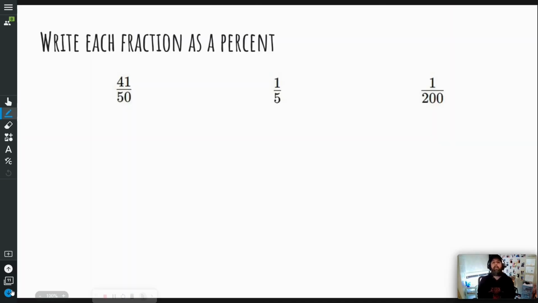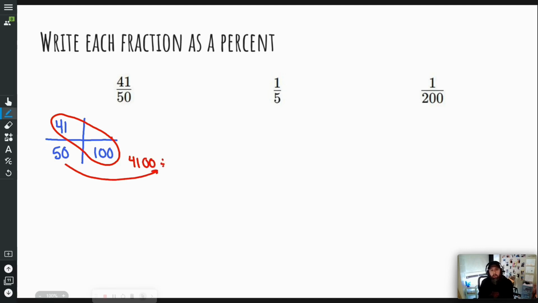Welcome back. Let's see how you did. All right, 41 out of 50. Let's make a ratio table. 41 on the top left, 50 on the bottom left, 100 on the bottom right. 41 times 100 is 4,100.